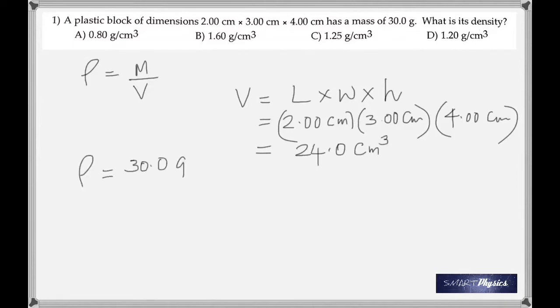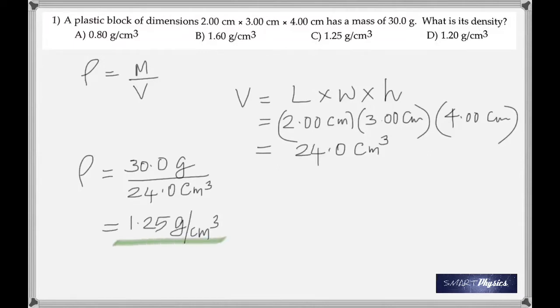And now divide the mass by the volume to get 1.25 gram per centimeter cube.